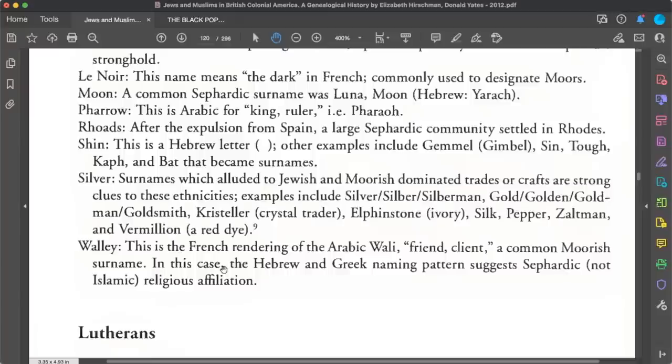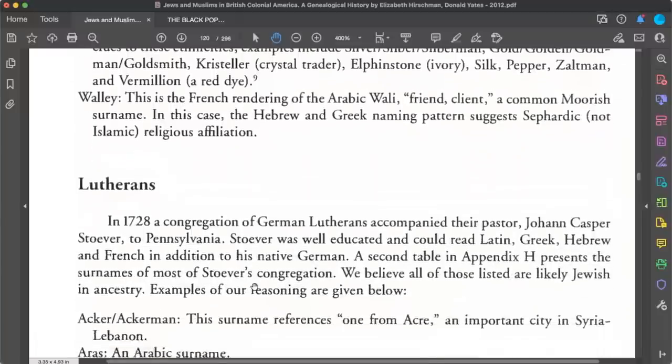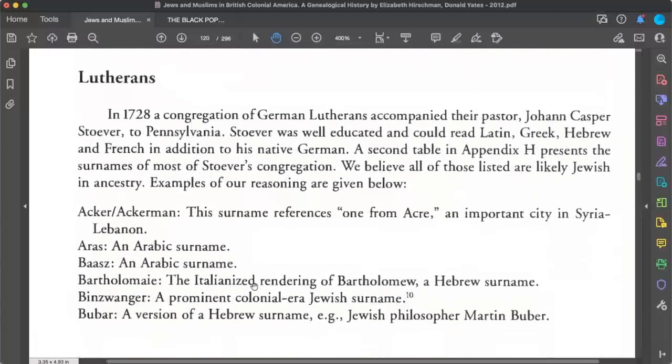a red dye. Wali, this is the French rendering of the Arabic Wali. Friend, client, a common Moorish surname. In this case, the Hebrew and Greek naming pattern suggests Sephardic, not Islamic, religious affiliation. It says here, Lutherans. In 1728, a congregation of German Lutherans accompanied their pastor, Johann Caspar Stover, to Pennsylvania.